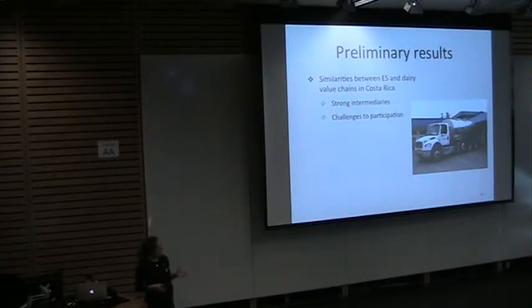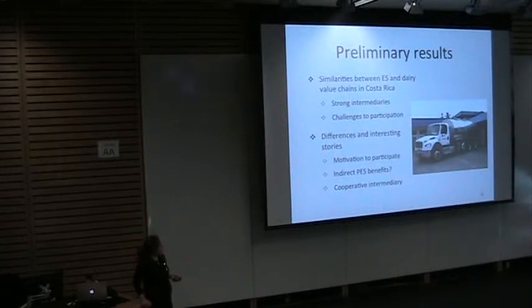Preliminary results. Looking at my data, there are a lot of the same similarities that I described earlier that you find in literature between the environmental service value chain and the dairy value chains in Costa Rica. Again, you have this strong intermediary who has a lot of control over the transaction that's taking place, a lot of control over the value chain, and a lot of the same sorts of challenges to participation that I described earlier. But there are also some interesting differences and stories that I'm pursuing in my analysis to see what's there.